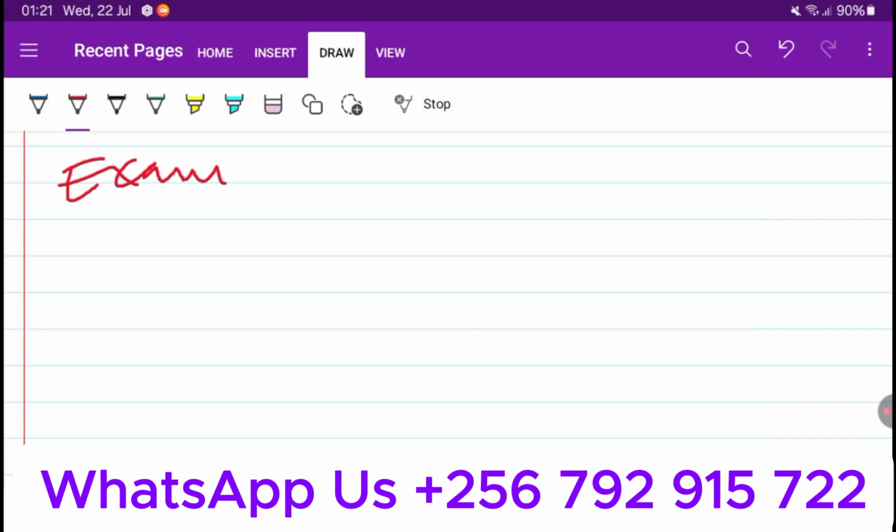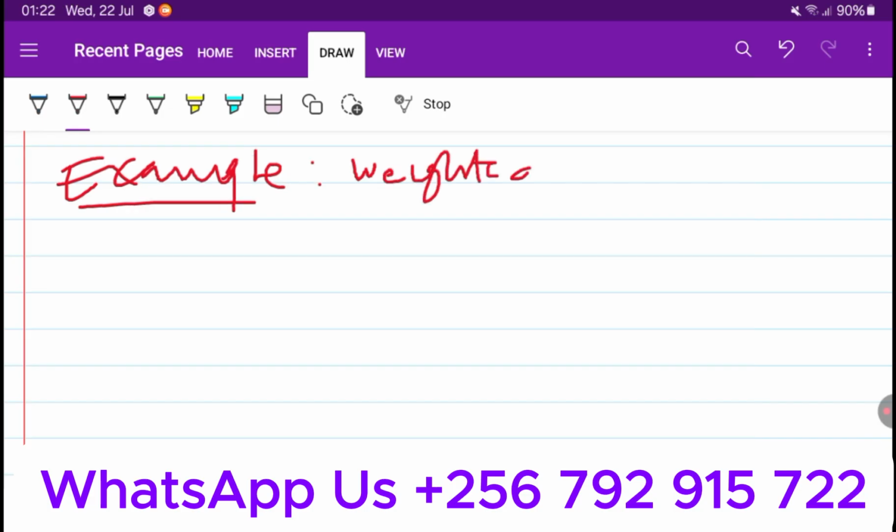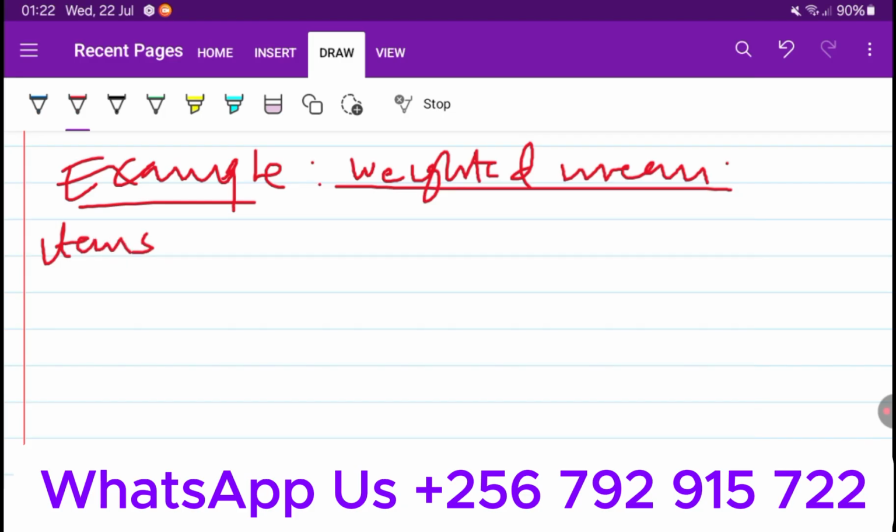Example, let's assume that this is the weighted mean, and let's have maybe a diagram. We have items, we have present prices, and these prices are in thousands.